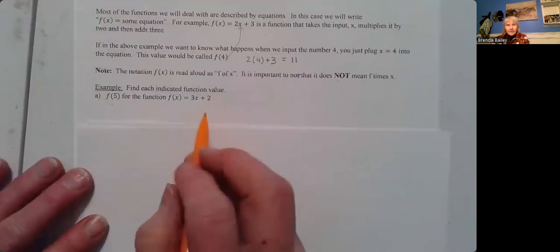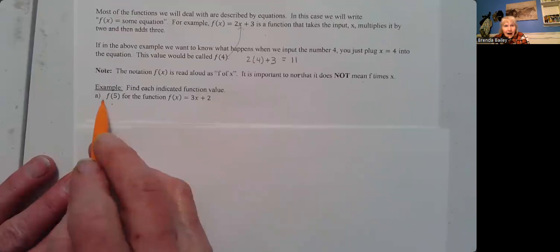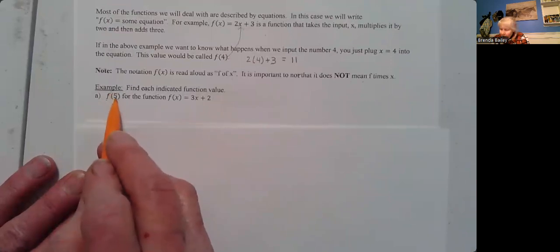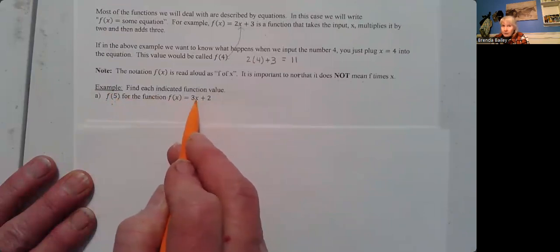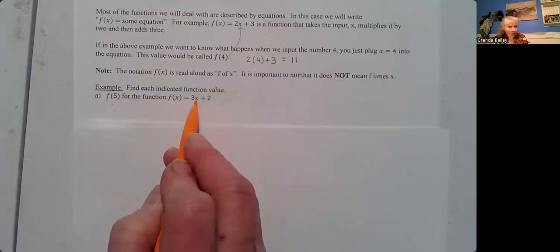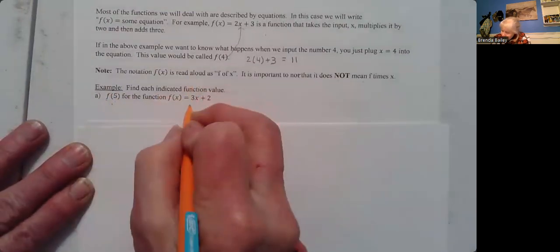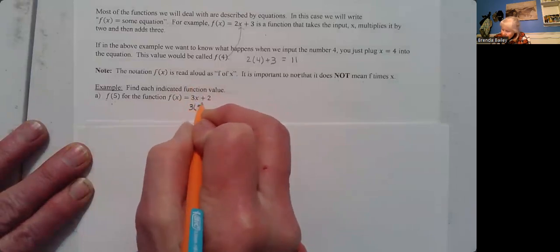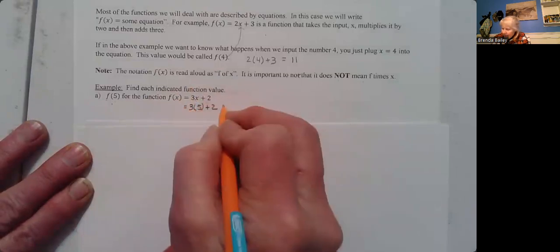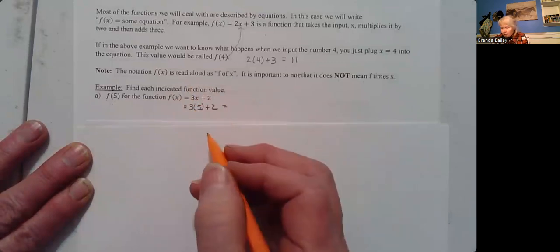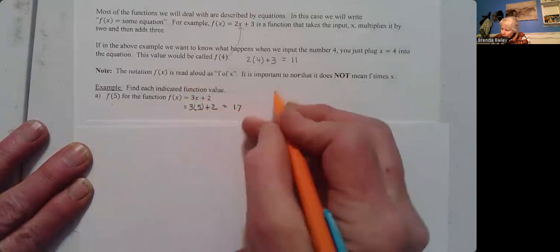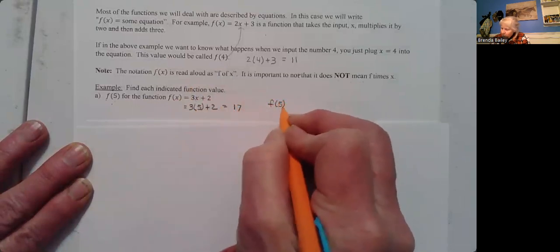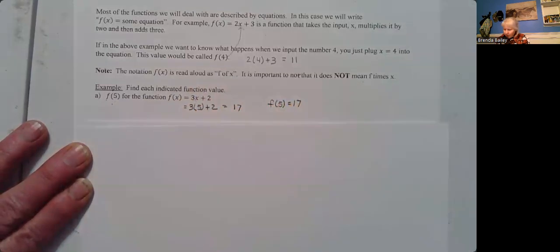Find each indicated value. So we want f of 5. So that means we're going to put 5 into any x that appears over here. There's only one x that appears over here, but if there were more, you would put 5 into all of them. So we're going to have 3 times 5 plus 2. I guess, you know, maybe don't make it harder than it is. It's just new. It's not hard. It's just new. 15 plus 2 is 17. So you could write f of 5 equals 17. Great.